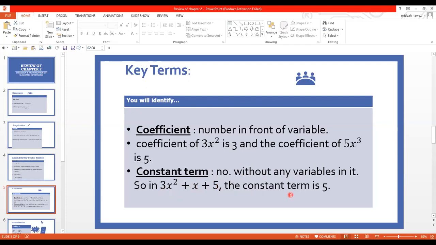The constant term is 5. Why is it constant? Because it is without any variable. Here we have 3, but we have the variable x square. Here 1 is given, but we have the variable x. So this 5 is a constant term. Clear? Okay.